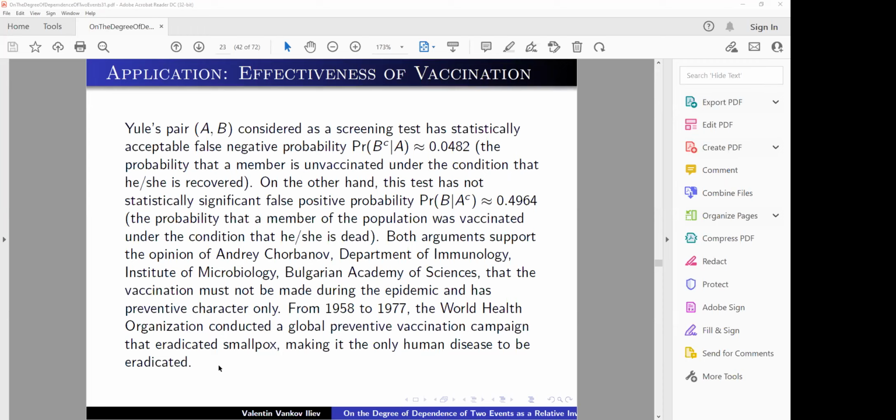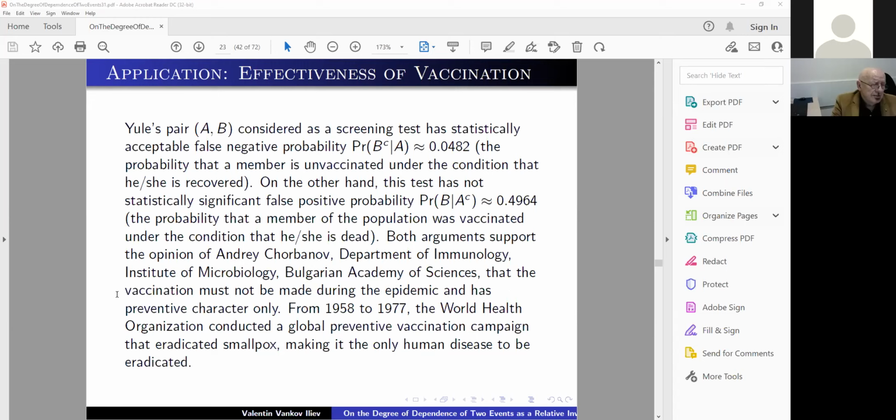This means, once again, this confirms this statement that vaccination has preventive character only. But unfortunately, I'm sure that there are many statistical data in English archives, but I cannot read them, so to make a more precise picture of this.